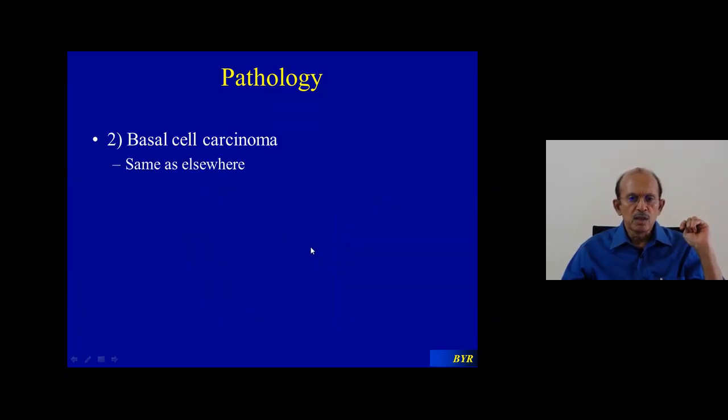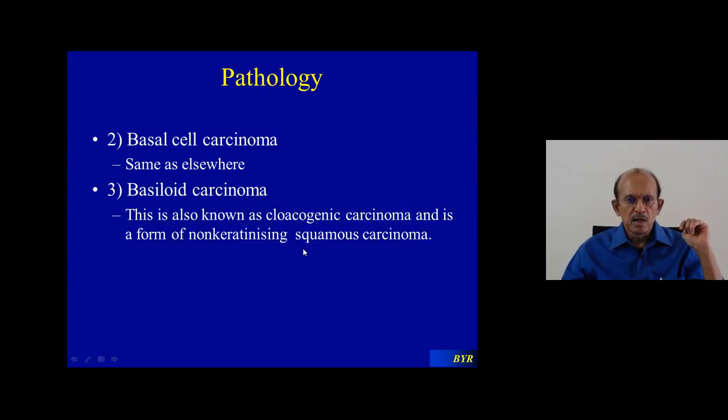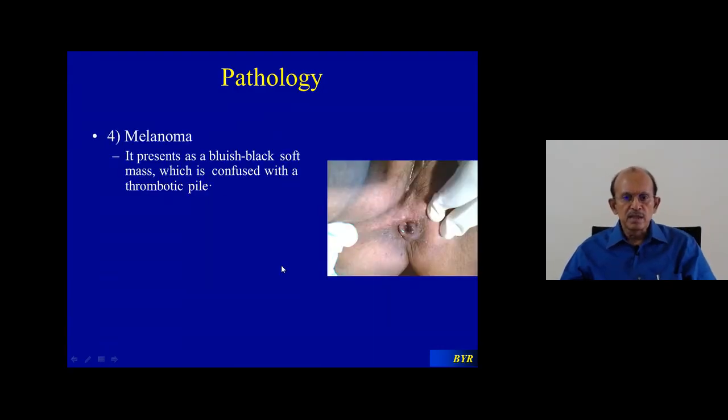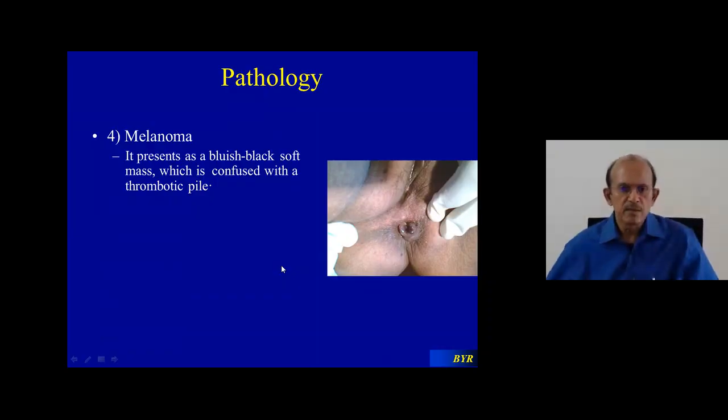Basal cell carcinoma, same as elsewhere. Basaloid carcinoma, this is also known as cloacogenic carcinoma and is a form of non-keratinizing squamous carcinoma. It is highly malignant. It is not sensitive to radiation. Melanoma presents as a bluish black soft mass which is confused with a thrombotic pile.